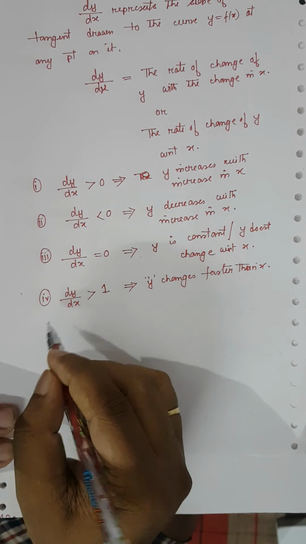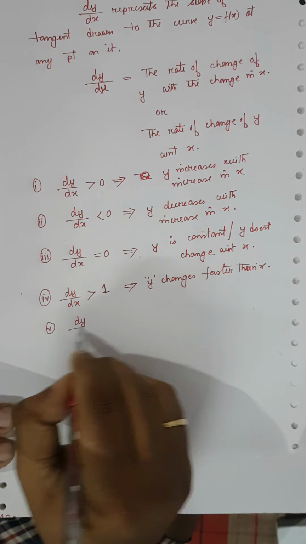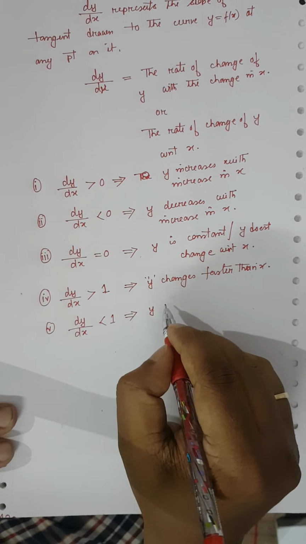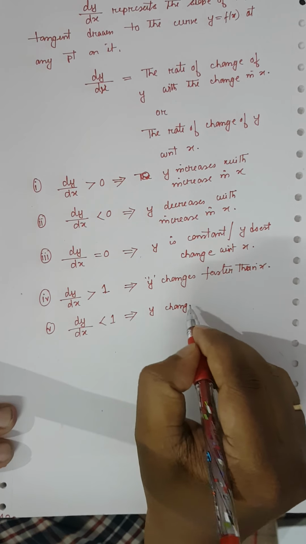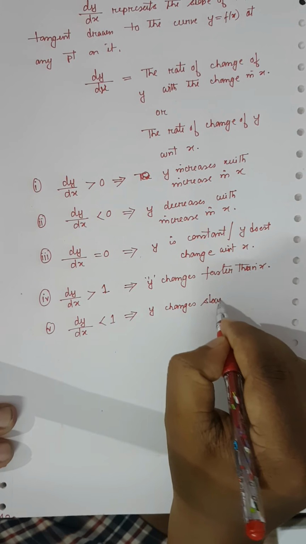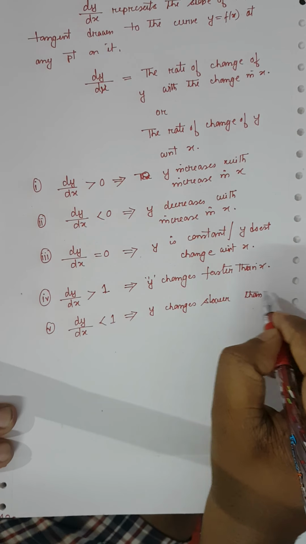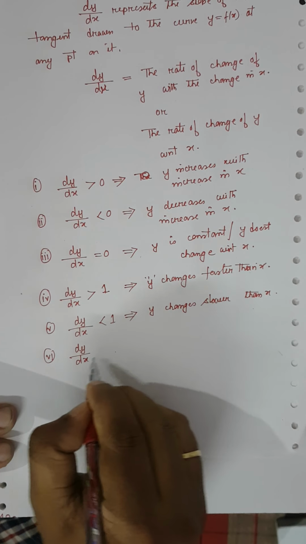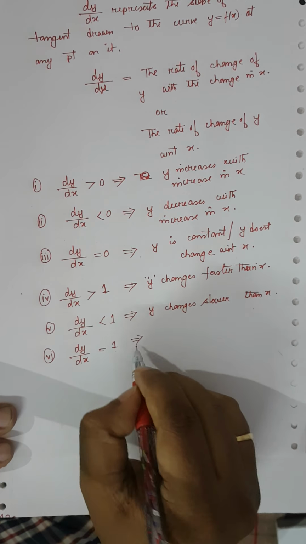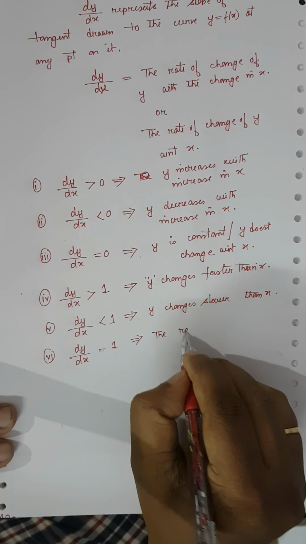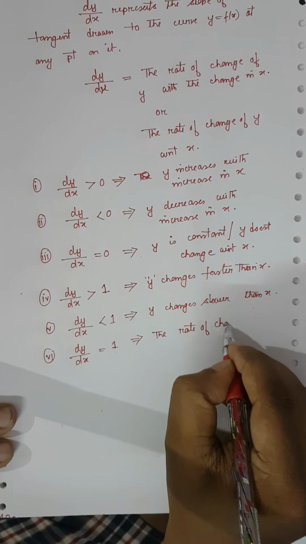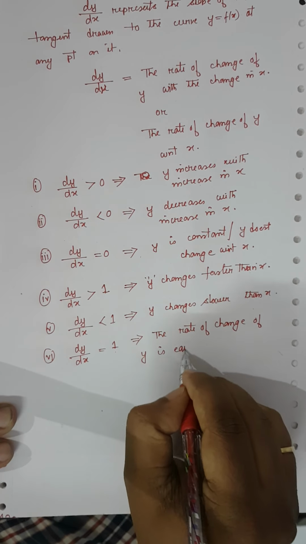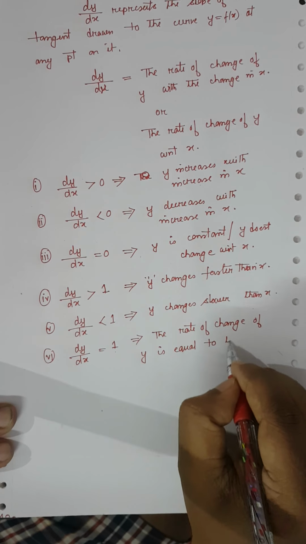Now number 5, if dy by dx is less than 1, it interprets y changes slower than x. And number 6, if dy by dx is equal to 1, then we'll say that the rate of change of y is equal to that of x.